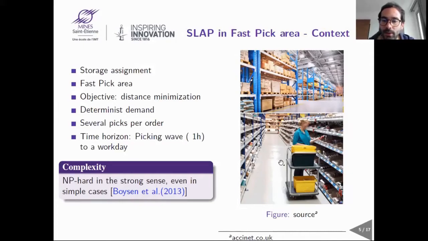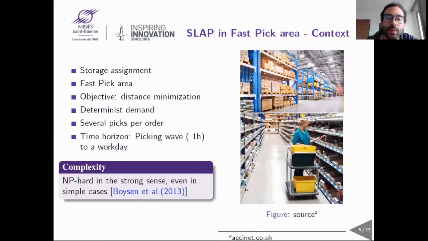So that's where we will focus on. The objective is to minimize the total walking distance of order pickers to retrieve a set of orders, where the demand is fully known in advance. There is a set of orders, and in each order there is a list of items that need to be picked. This models a time horizon of a picking wave, around 1 hour to a work day, in the industry, where the demand is fully known.